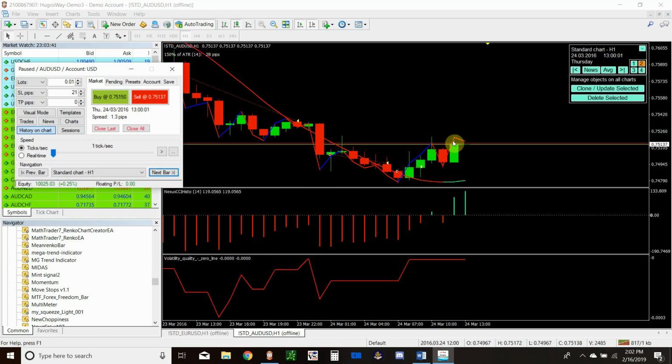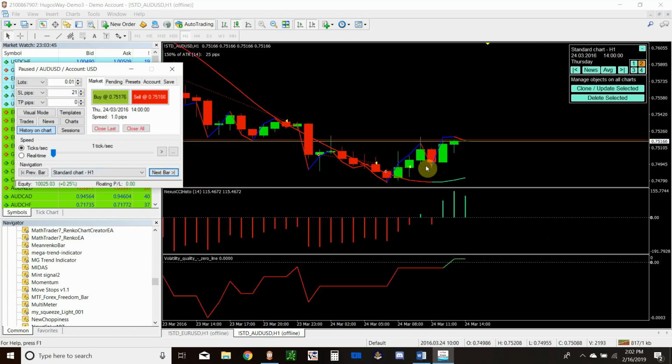Okay. So we've got a long signal on both those, but we're still waiting on, there we go. So now we've got a long signal on all three of these. So we're gonna go ahead and go long here. 5 pips.